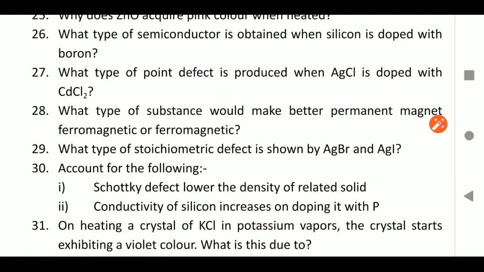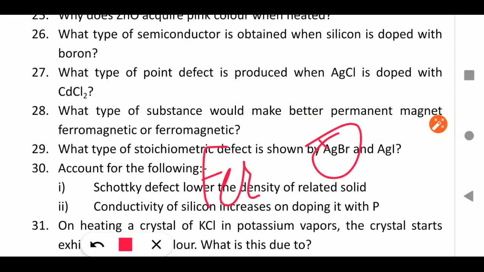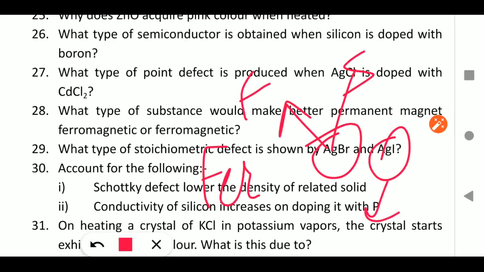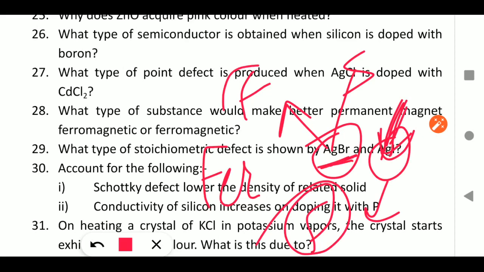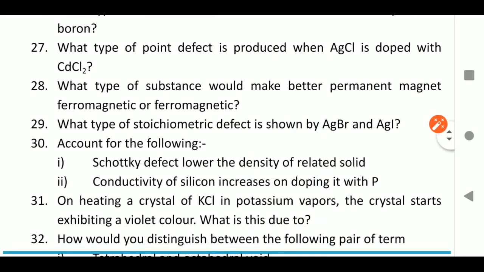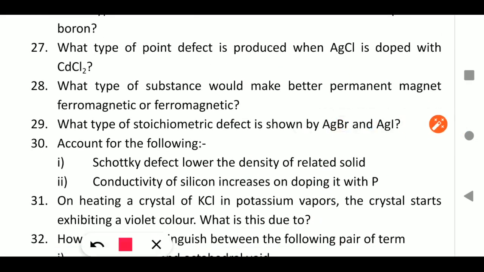Now the next question, what type of stoichiometric defect is shown by AgBr and AgI? This is Frenkel defect. AgBr will show both Frenkel defect and Schottky defect, I have told you this, and AgI will show only Frenkel defect because d-block elements show Frenkel defect only, but AgBr has the tendency to show both Frenkel and Schottky defects.